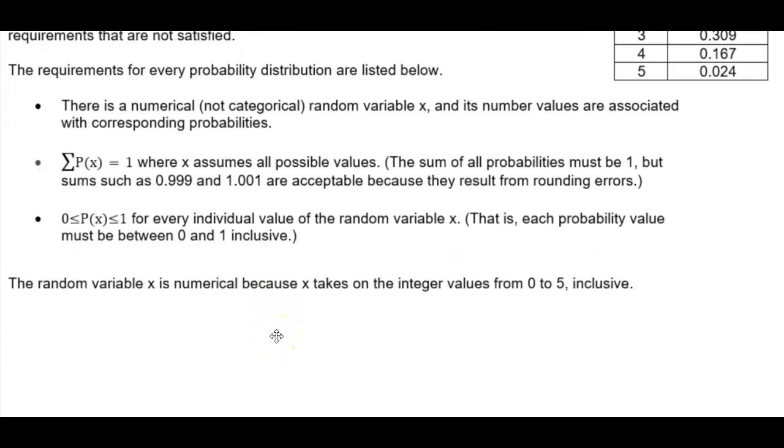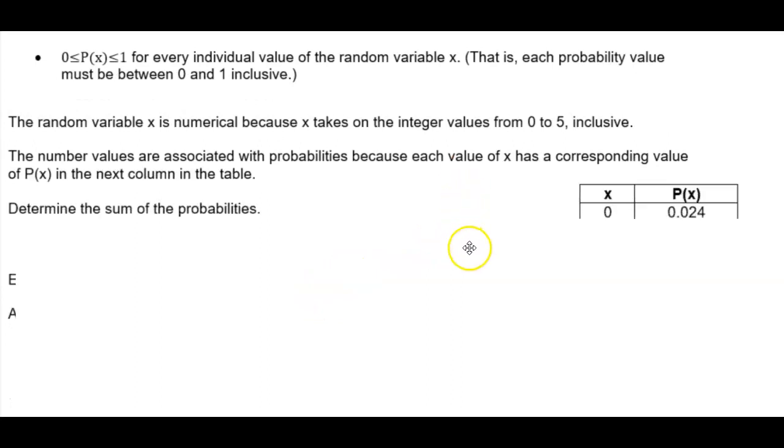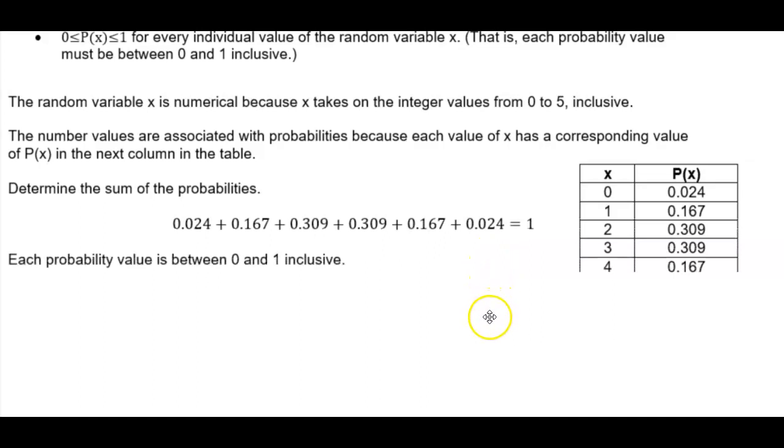Okay, so first and foremost, we talked about the random variable X, and you can see that the random variable X is numerical because X takes on the integer values from 0 to 5 inclusive. Okay, the number of values are associated with the probabilities because each value of X has a corresponding value of the probability of X in the next column. And then we're going to determine the sum of the probabilities.